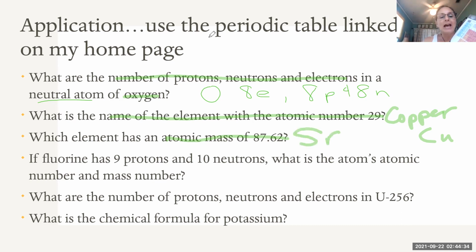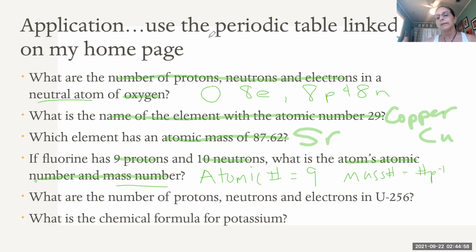If fluorine has 9 protons and 10 neutrons, what is the atom's atomic number and mass number? The atomic number, if you remember, is the number of protons. So the atomic number of fluorine is 9. And the mass number is the number of protons plus the number of neutrons. So you add 9 plus 10, and the mass number is 19. So for this isotope of fluorine, it has an atomic number of 9 and a mass number of 19.